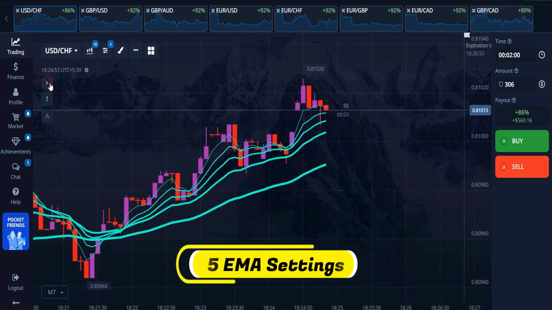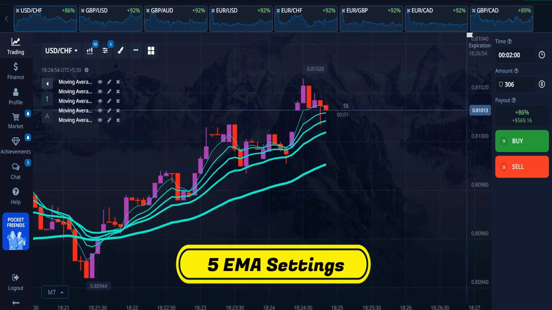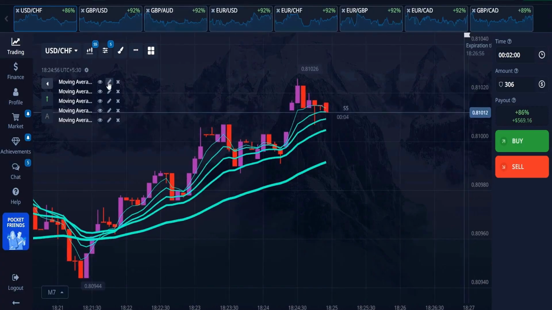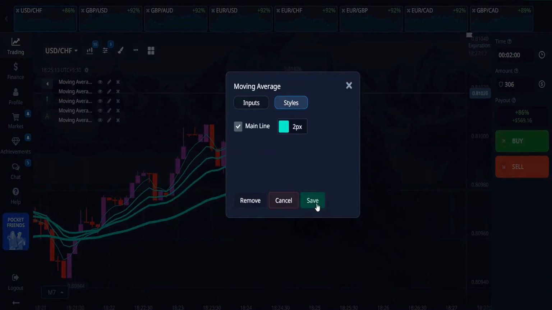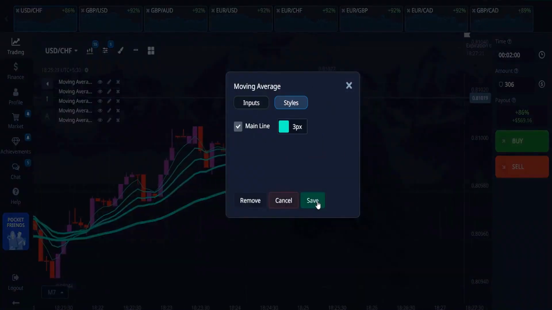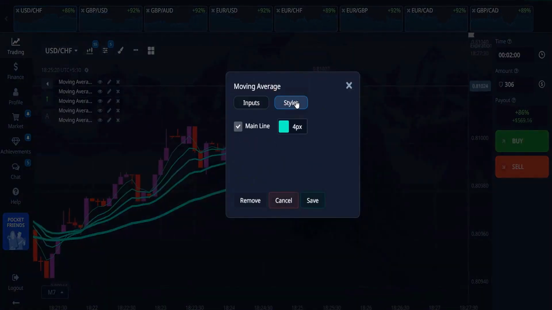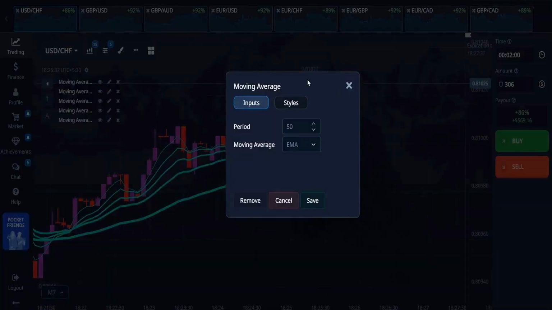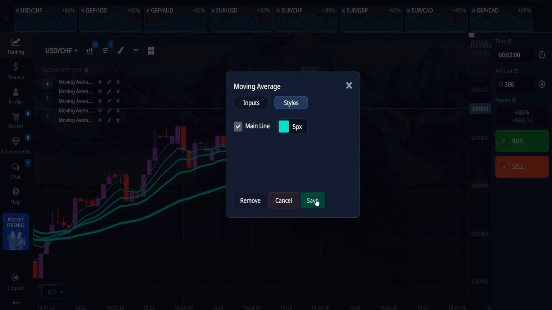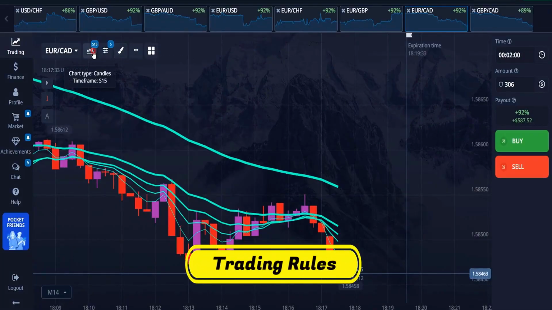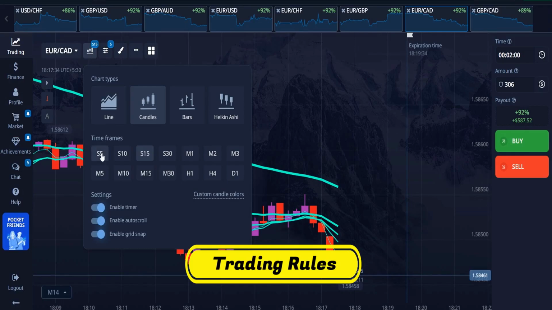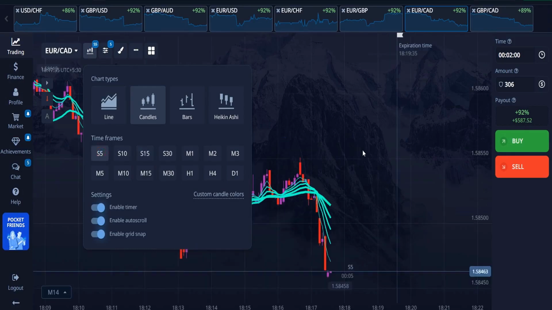Let's set up our 5 EMA indicators on Pocket Option. EMA settings: EMA 1, period 4; EMA 2, period 8; EMA 3, period 13; EMA 4, period 21; EMA 5, period 50. You can choose any color and line thickness as per your style. Just make sure they're clearly visible. Candle time frame, 5 seconds. Trade expiry, 2 minutes.